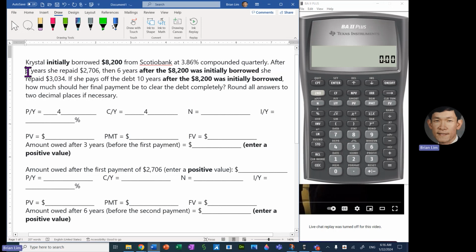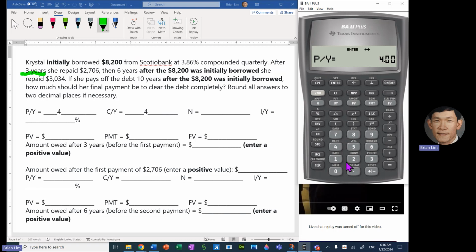After 3 years, now we'll look at that presently. Let me have a look at it. So let's do some highlighting. So 3 years. So let's go to the calculator and enter the PY and CY. Second IY, PY is 4. Let's enter 4, and then CY is 4. All right, I can clear and clear again.